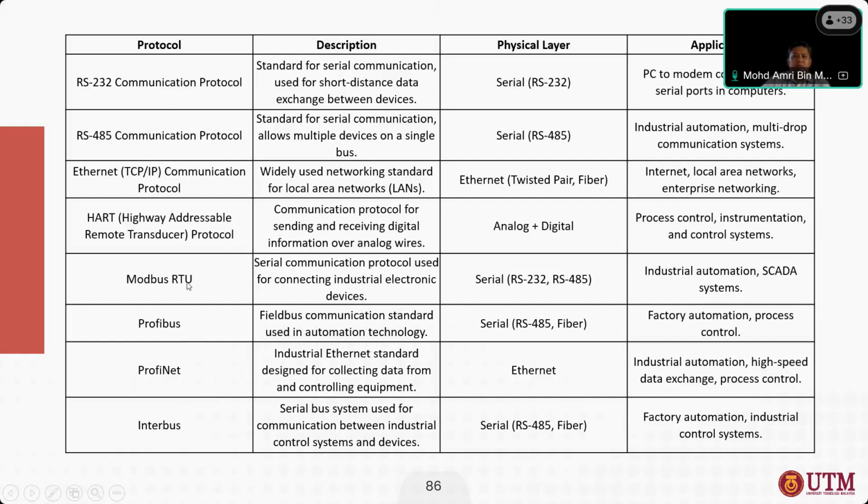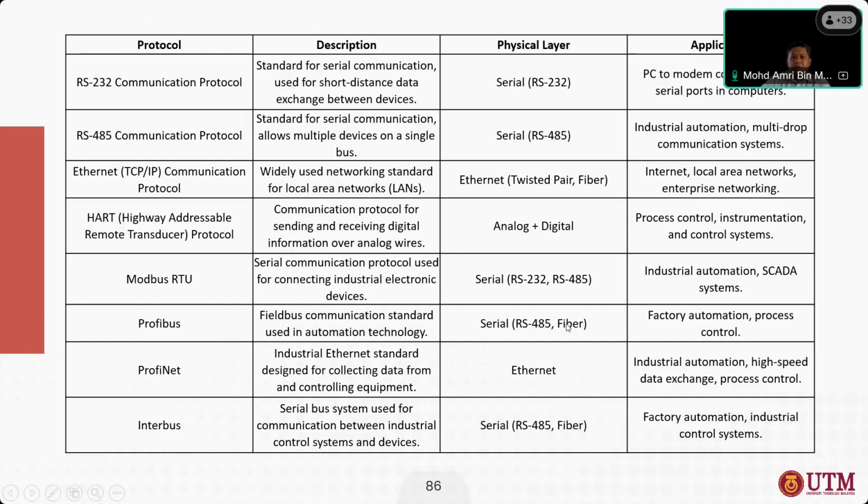For example, Modbus is a communication protocol used to connect industrial electronic devices. Profibus is a communication standard for automation. Profinet is designed for collecting data from and controlling equipment, and Interbus is a serial bus used for communicating between industry control and systems.